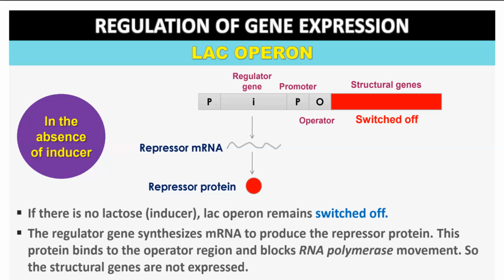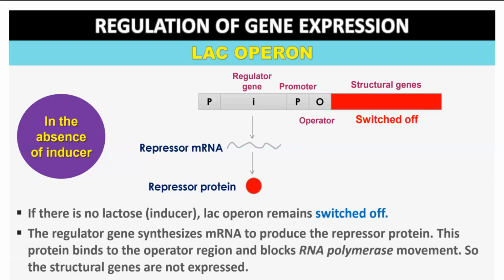So in the absence of lactose, what happens? The regulatory gene will undergo transcription to produce mRNA, and it produces a repressor protein. This protein will go and bind on the operator, and there will be no structural gene working. This much only you have to know. In the absence of inducer, the regulatory gene produces one repressor protein, which binds on the operator, and these structural genes are switched off.